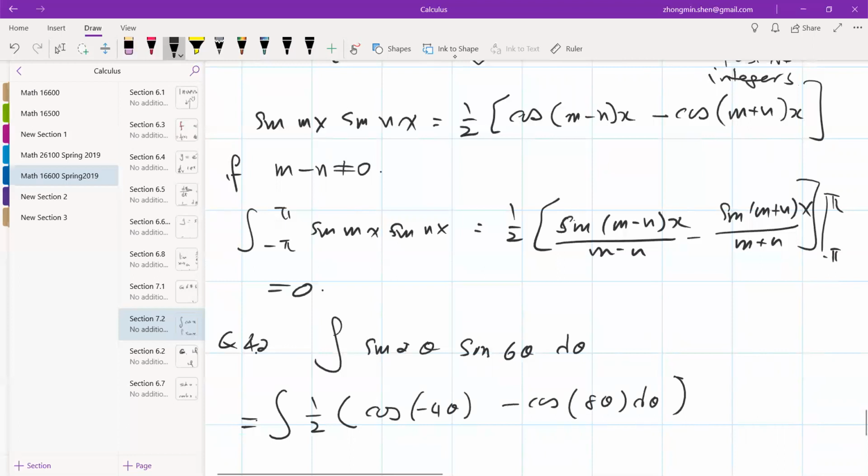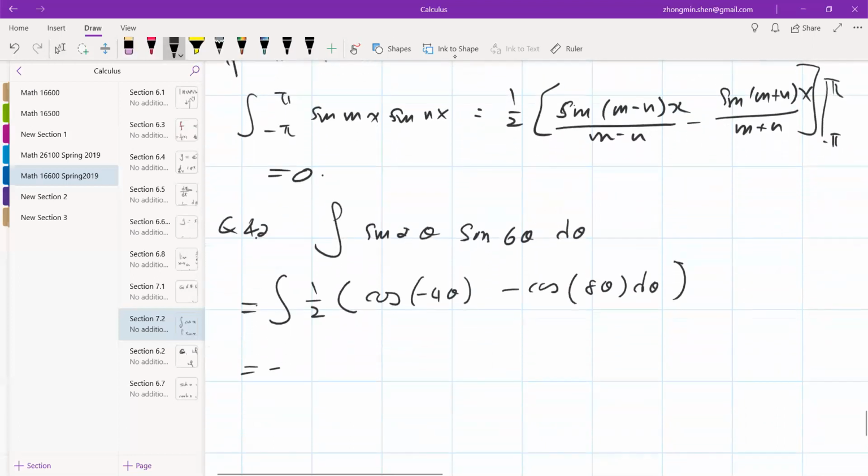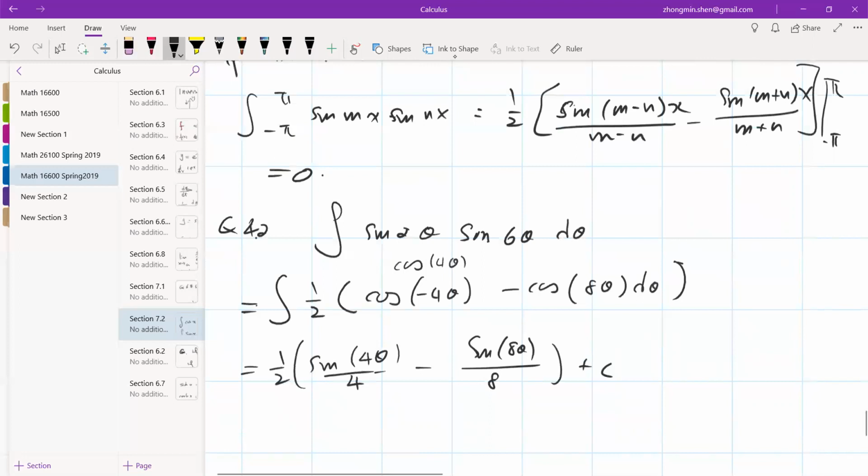Okay, then the rest of it is trivial because the antiderivative of cosine is sine. Yeah, why did I change the sign? Because cosine of negative 4 theta is cosine 4 theta, since this is an even function. And here, it'll be sine 8 theta divided by 8, then plus a constant.